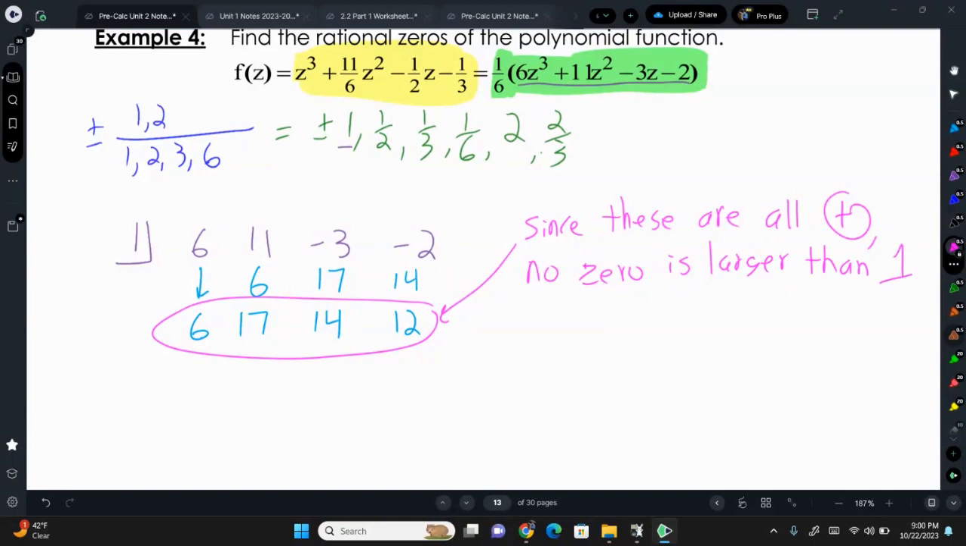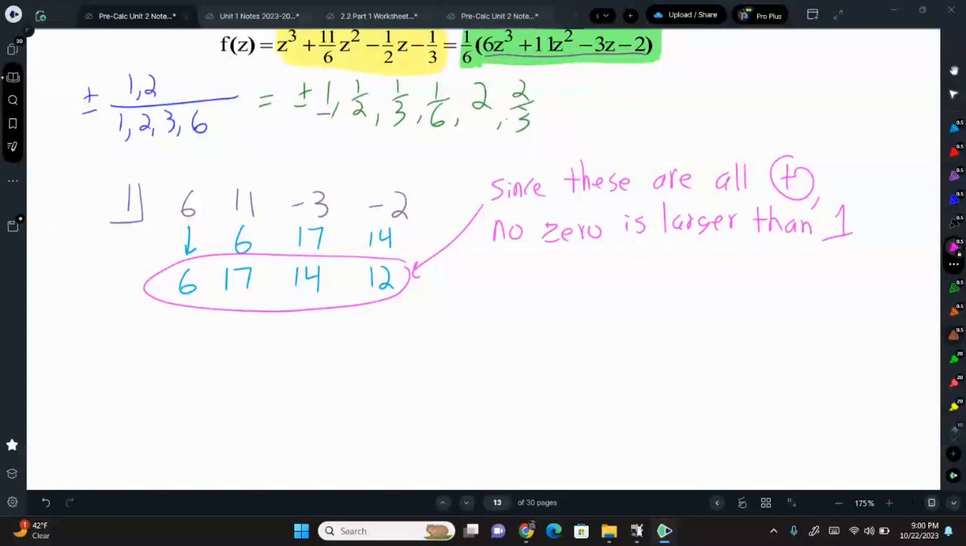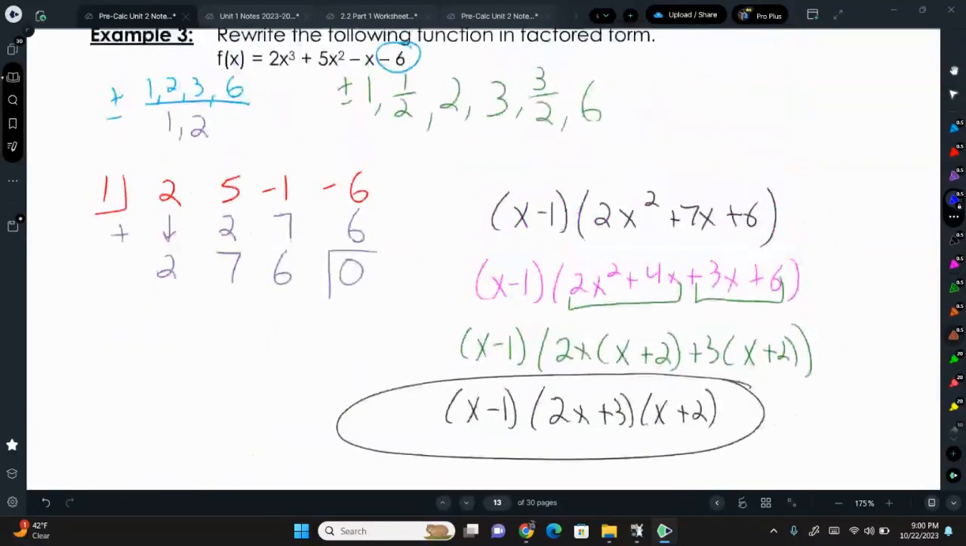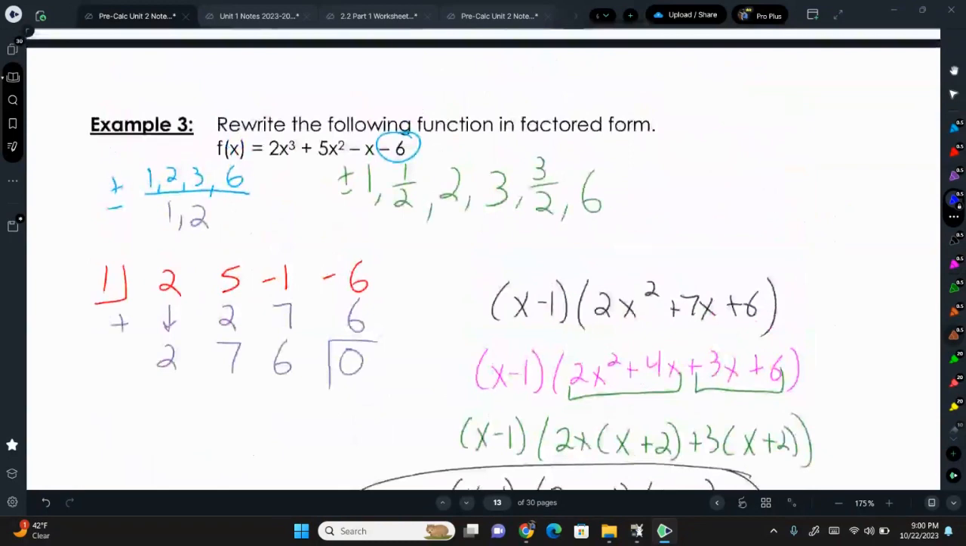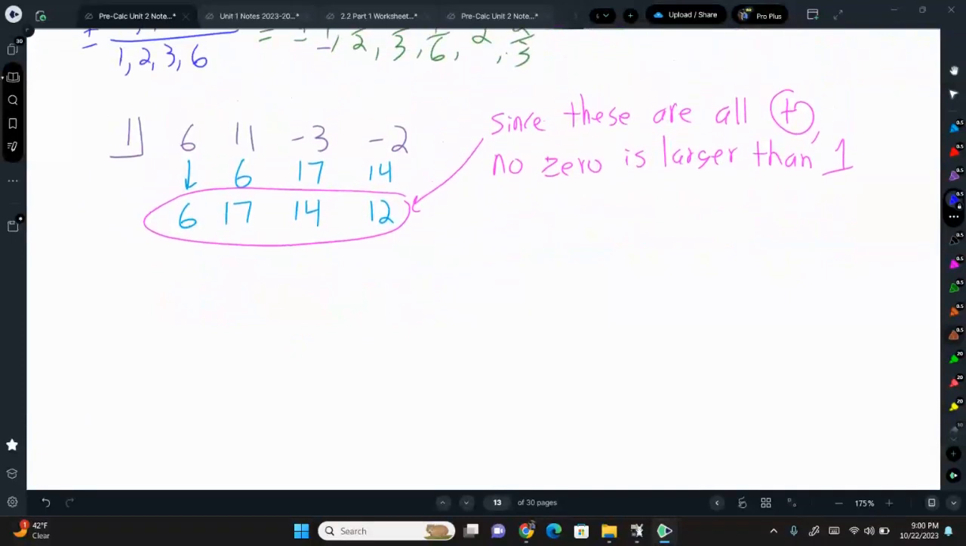So that means we don't have to try 2. So that saves us that work. And maybe for this one, yeah, okay, you just eliminated 1, 0. But for example, like this one, if 1 didn't work and it was eliminated, then we know we could have eliminated 2, 3, and 6. All right, so now let's try something slightly smaller.